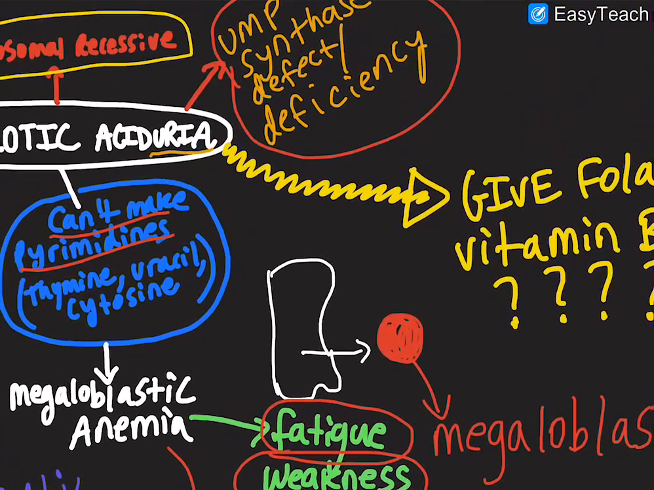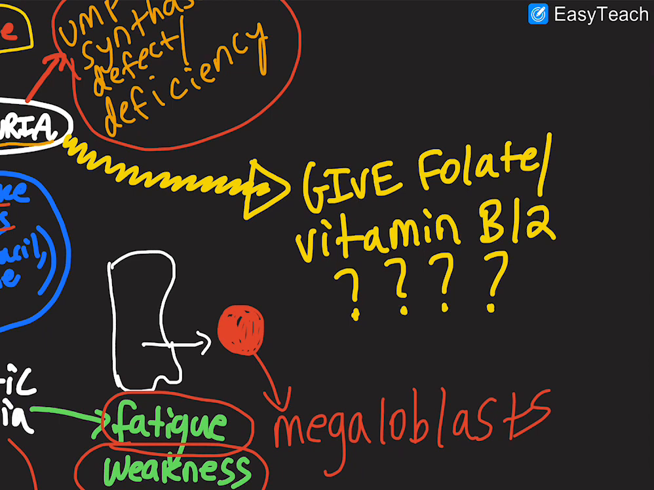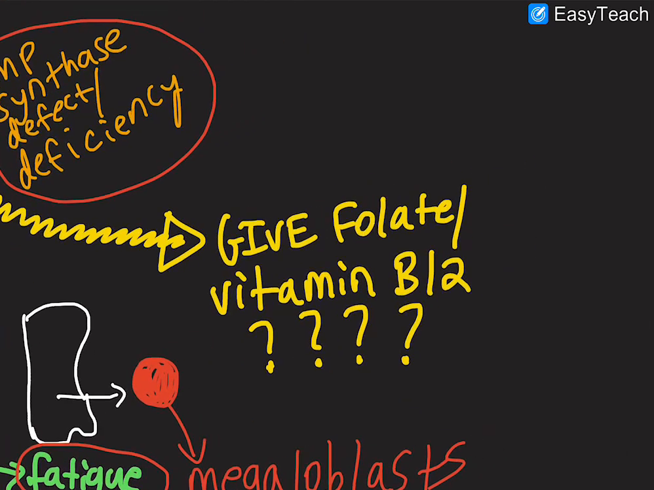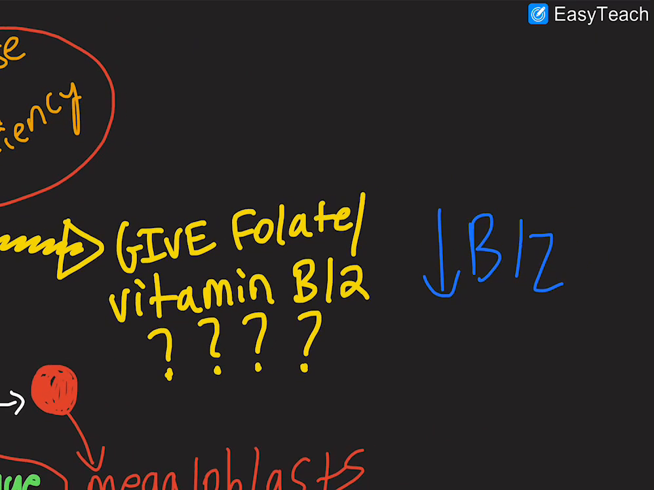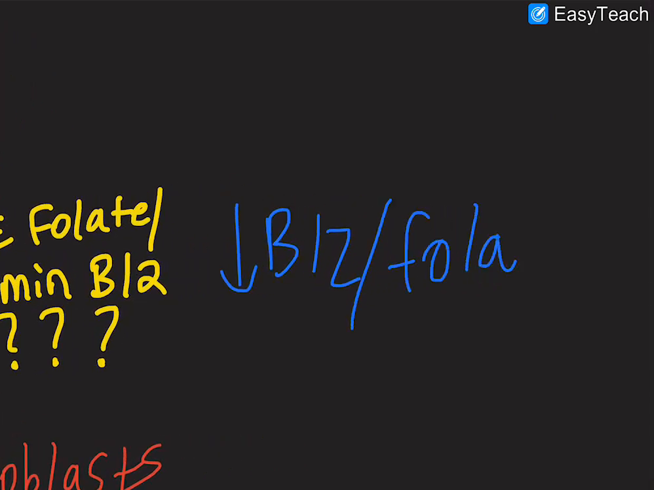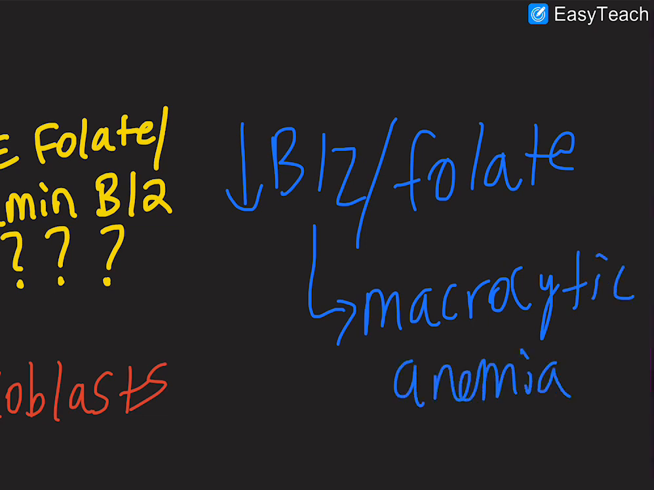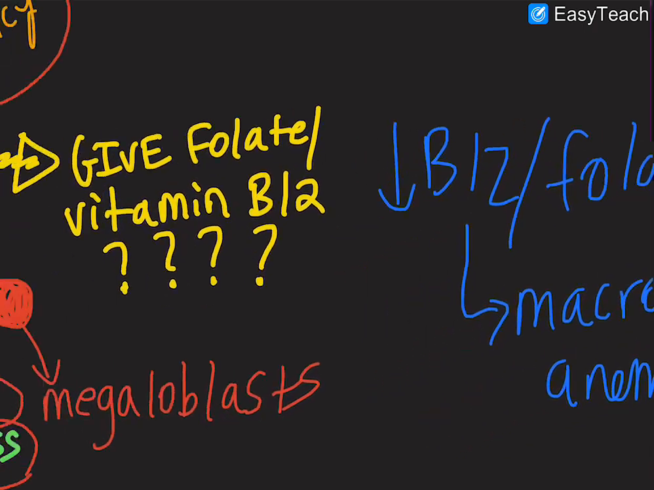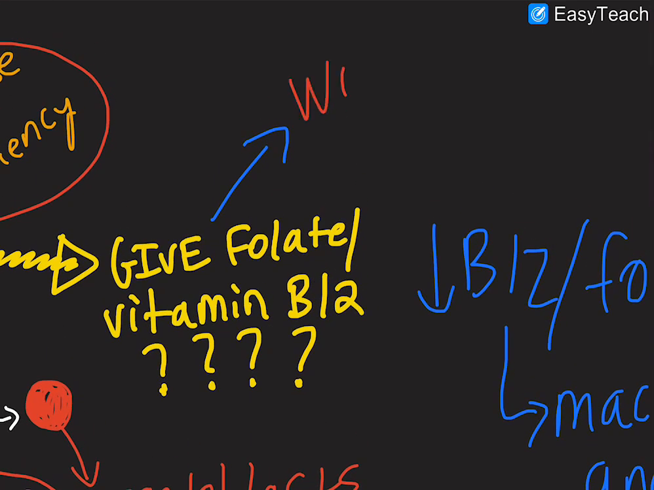And then one other thing that we should know in orotic aciduria is, what if I give folate or vitamin B12? Because remember, again, we're going to talk about this in our anemia lecture, a deficiency in B12 or folate is also a reason to get macrocytic anemia. So what if you found out this was a macrocytic anemia and then you gave B12 and folate? Would that be good? One thing you'll see if it's orotic aciduria is that this won't fix the problem.